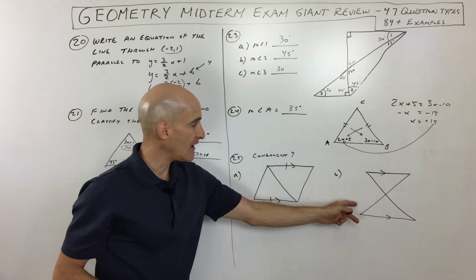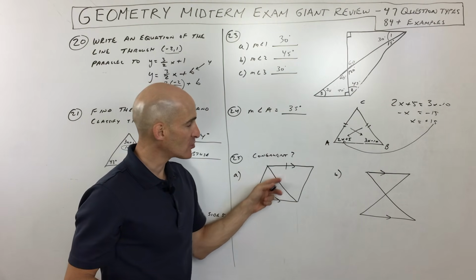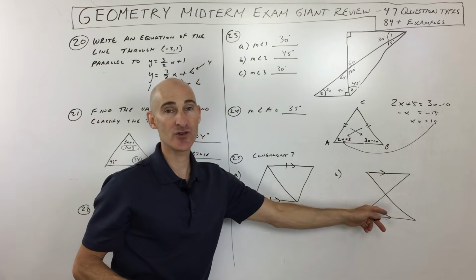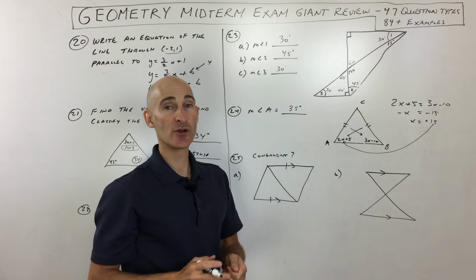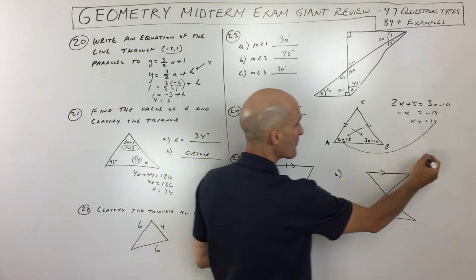Now number 25, A and B, it's asking us, are these two triangles congruent? Now remember, there's 5 different ways to prove triangles congruent that we learned in geometry. What are the 5 different ways? See if you can remember them.